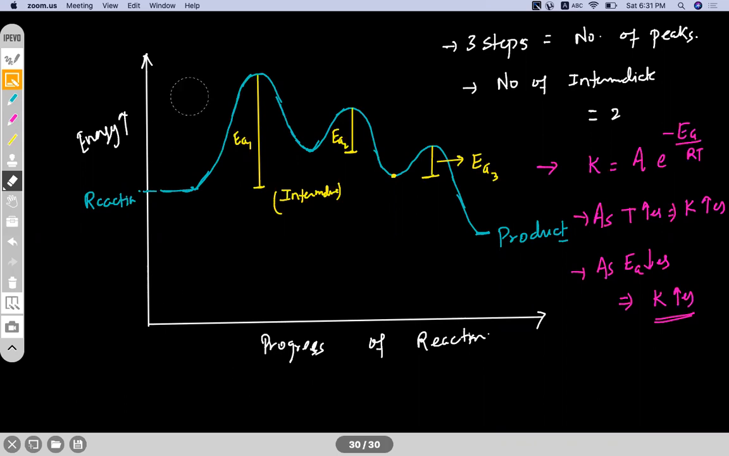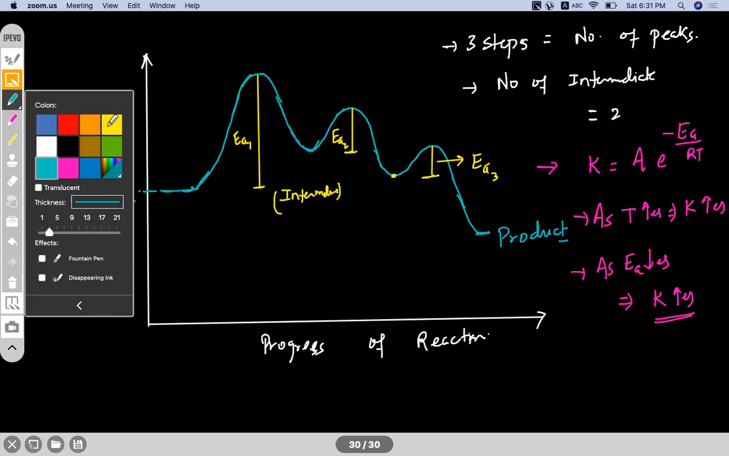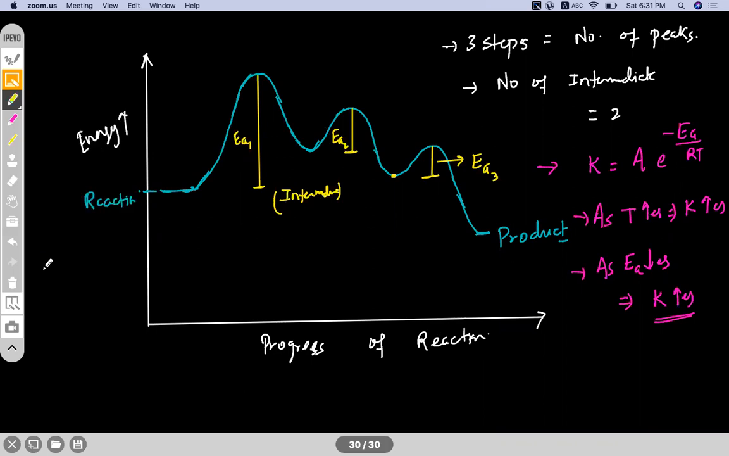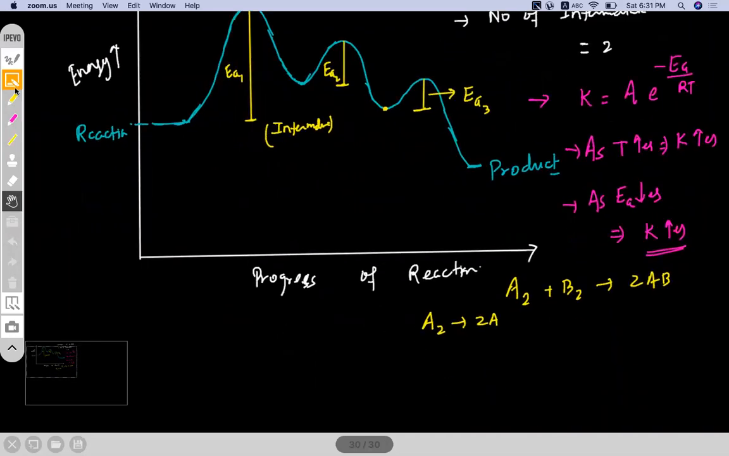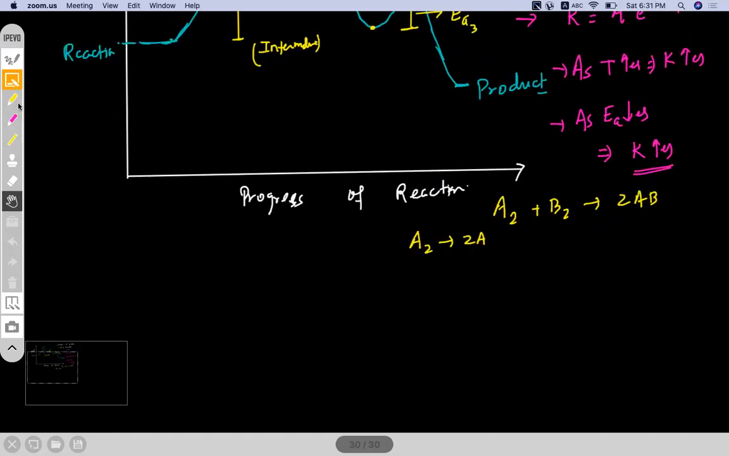I'll write down one random general reaction just to understand this graph. Suppose we have a reaction A2 plus B2 gives 2AB, and in this we have A2 gives 2A as the first step, and suppose this is the slowest step I am assuming.